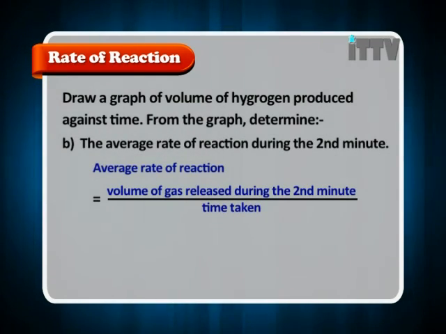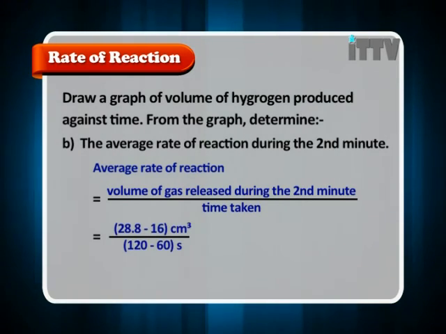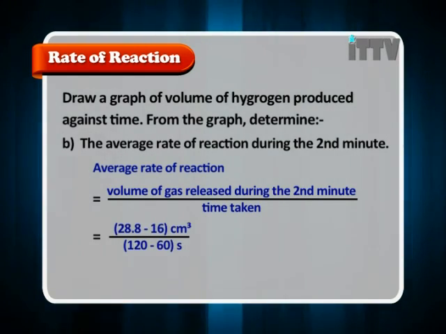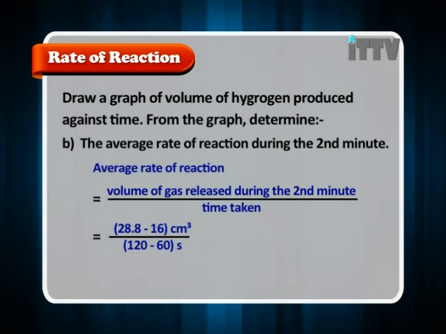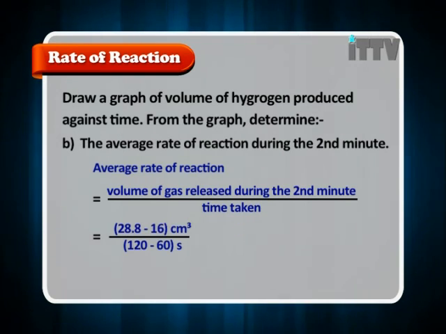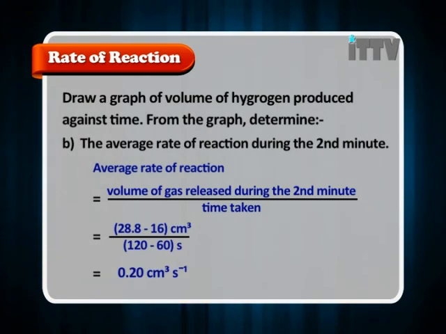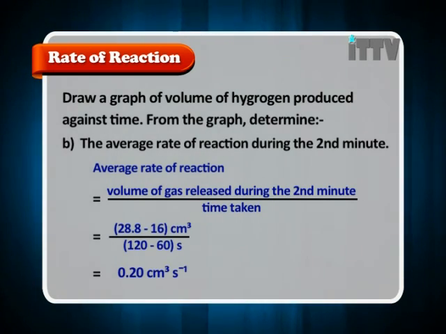B. The average rate of reaction during the second minute. Now, when they say the second minute, remember you need to take the value at 120 seconds and minus from the value at 60 seconds. So 28.8 minus 16 will give you a value that needs to be divided by 120 seconds minus 60 seconds. So what you get is a value of 0.20 centimeter cube per second.